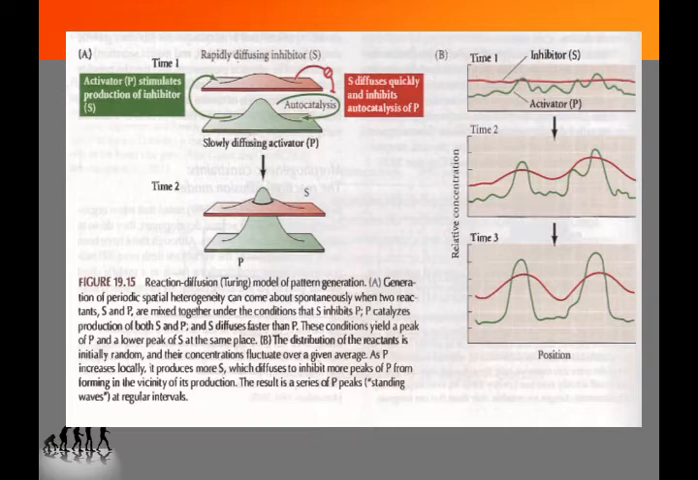And for the next picture, the distribution of the reactants is initially random, and their concentrations fluctuate around a given average. As P increases locally, it produces more S, which diffuses to inhibit more peaks of P from forming in the vicinity of its production, and the result is a series of P peaks at regular intervals.